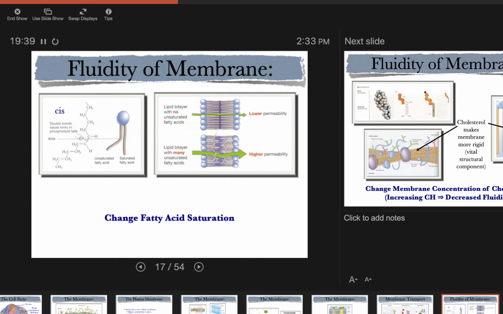The phospholipids, remember, they contain 2 fatty acids, and one of the things to keep in mind is that saying, you are what you eat. You ever see somebody eating something, you're like, oh, you probably shouldn't eat that Twinkie. And here's the reason why.